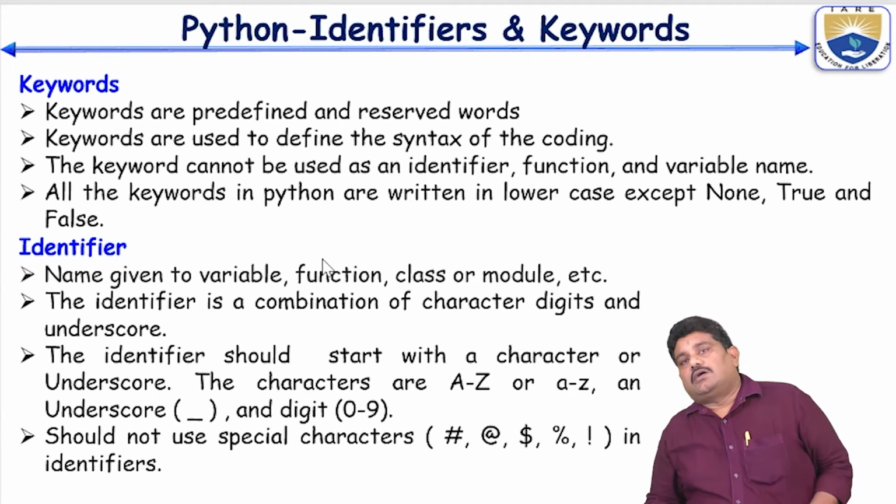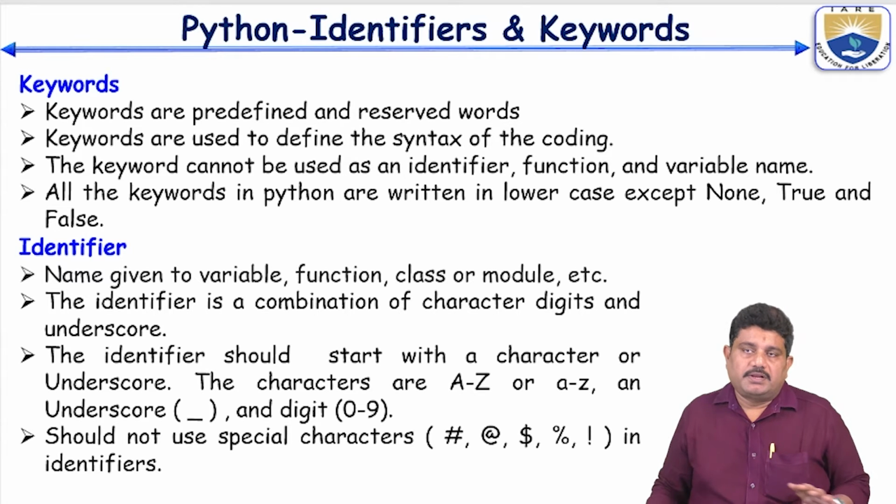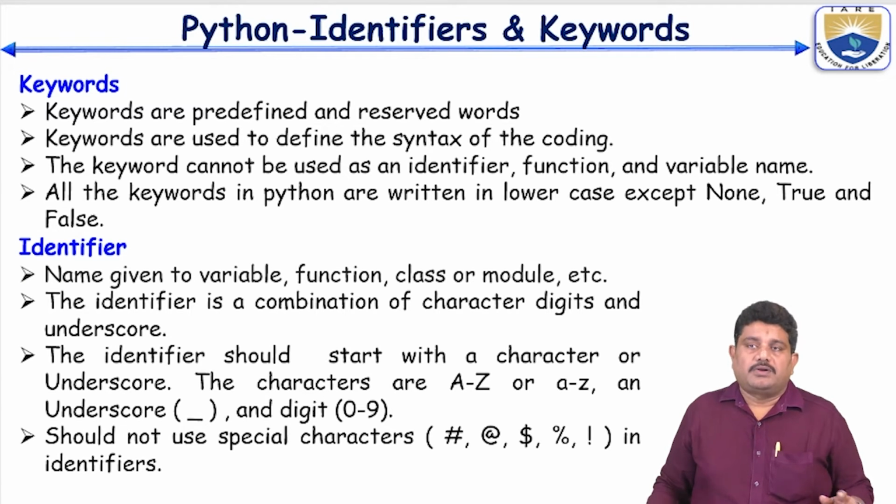Keywords are reserved words. Their meaning is already reserved. They have some specific functionality and specific meaning. You cannot use them as an identifier. If you use them as an identifier, the interpreter automatically throws an error. Those are the keyword and identifier definitions.